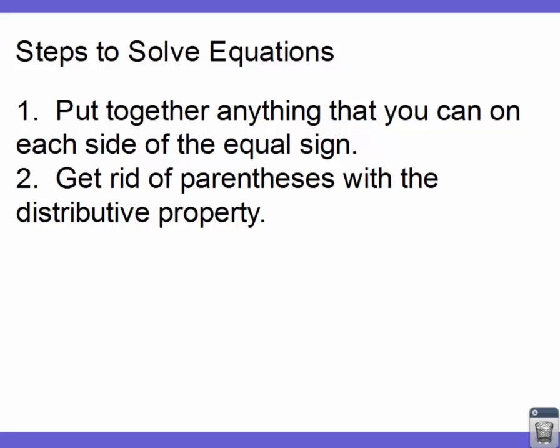Now, 1 and 2 could go together. You may have to distribute a number through the parentheses first before we can actually put everything together on each side of the equal sign. So just remember that 1 and 2 here could be done either way. Right?